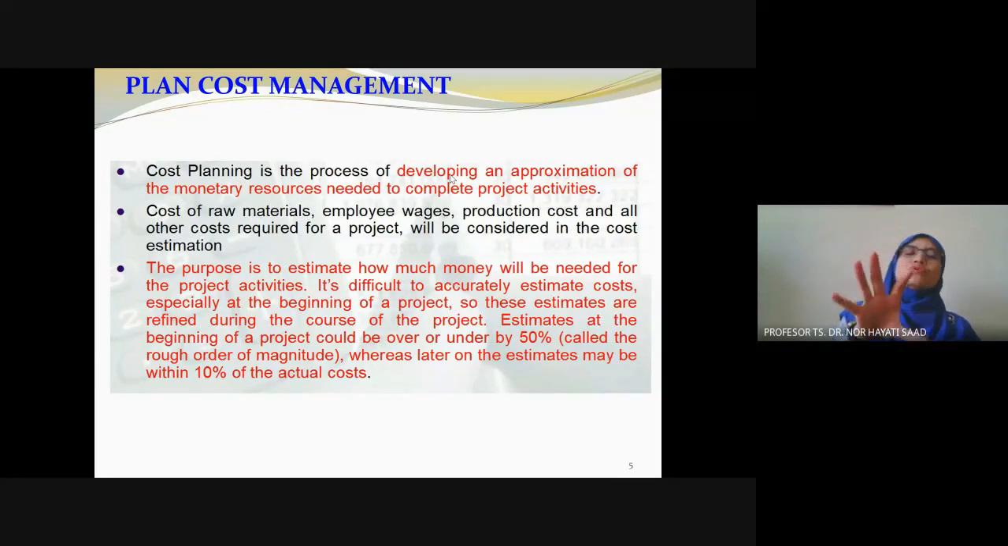At least we know the rough idea of how much the cost is. But the moment we go into detail, the moment we want to put it in the project charter, of course, we don't want the rough. If it is rough, of course it will give a lot of risk to the team.